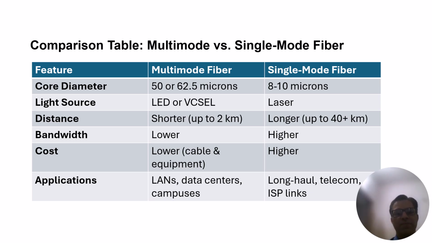Single mode fiber is best for long distance, 40 to 100 kilometers with amplifiers. Higher cost due to the complex cables and laser source used in telecommunication, long haul data, and city to city connection.